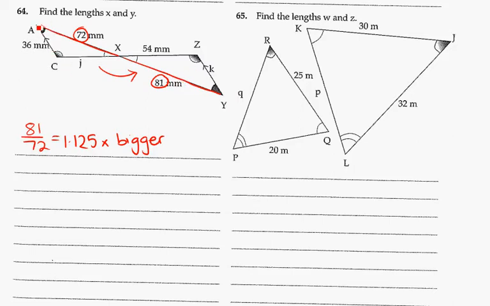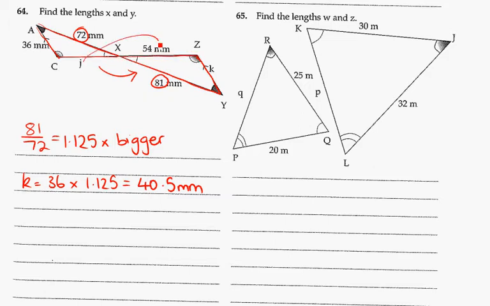So that means this side here between the dark and the light one, dark and light, corresponds to this side, the K and the 36. So to find K, 36 times 1.125 times bigger, 40.5 millimetres.